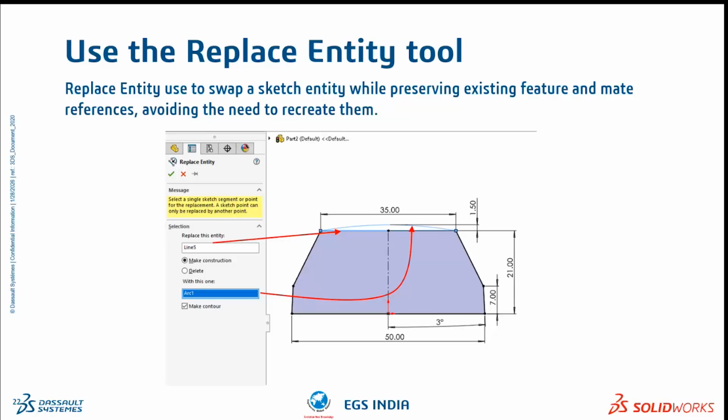With Replace Entity, we can easily replace one sketch entity with another, like replacing a straight line with an arc. The new entity automatically inherits all the existing references, so there is no need to recreate the constraints or dimensions. During the replacement, we can also modify the existing references or add a new reference if needed. This helps to keep the sketch fully defined and saves a lot of time here.